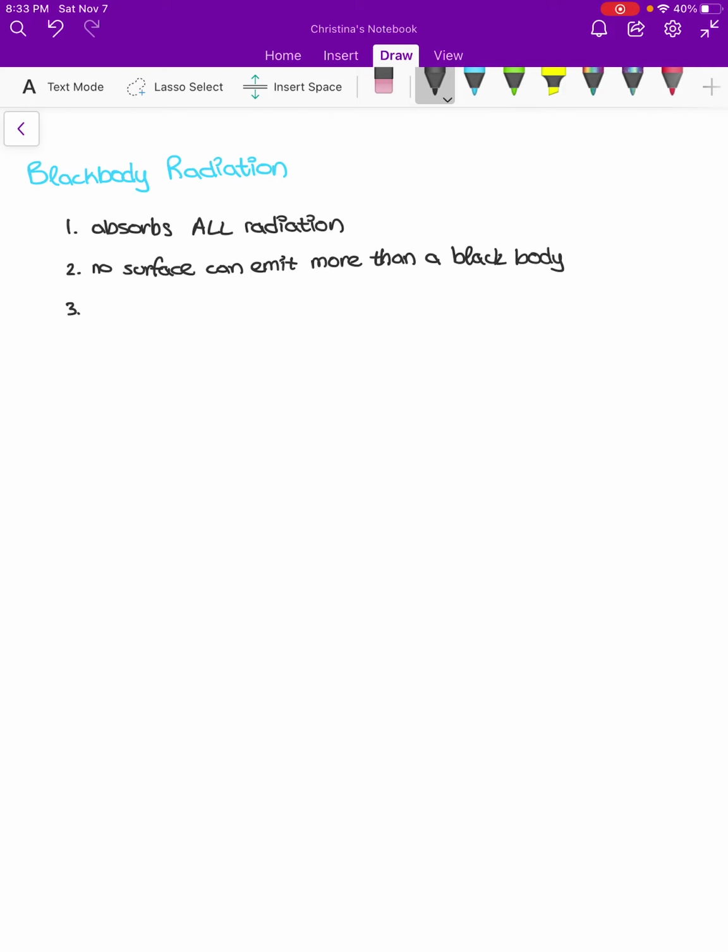A black body absorbs all incident radiation. No surface can emit more energy than a black body. A black body is a diffuse emitter, meaning it emits in all directions. The equation for the black body spectral intensity is the following.